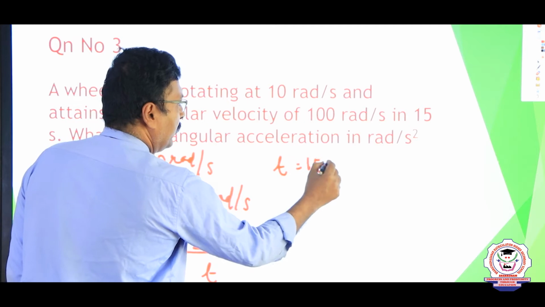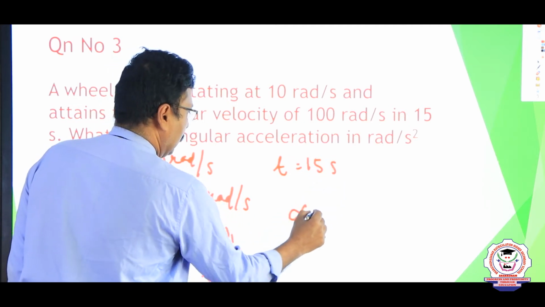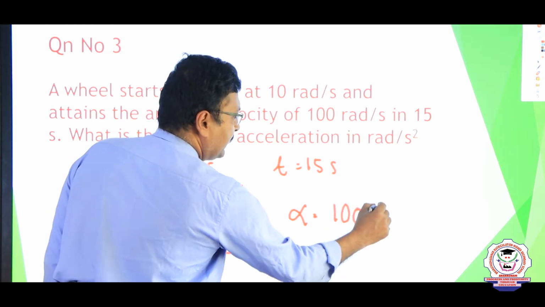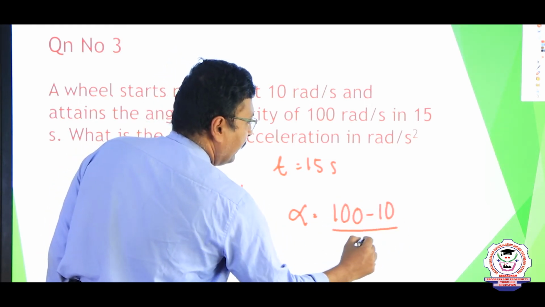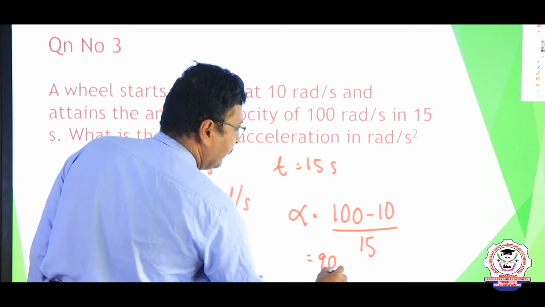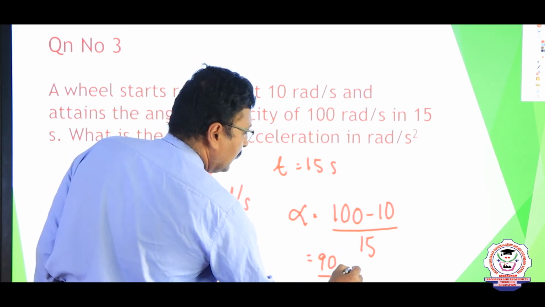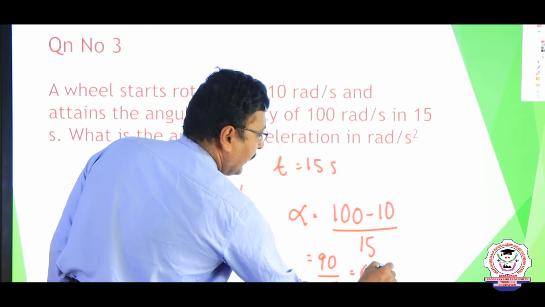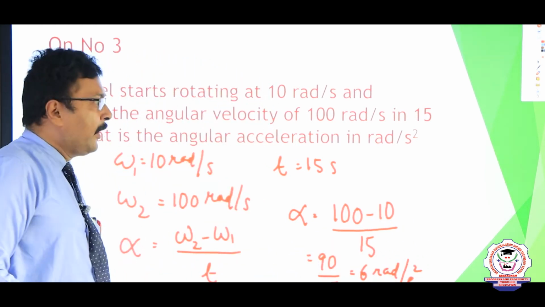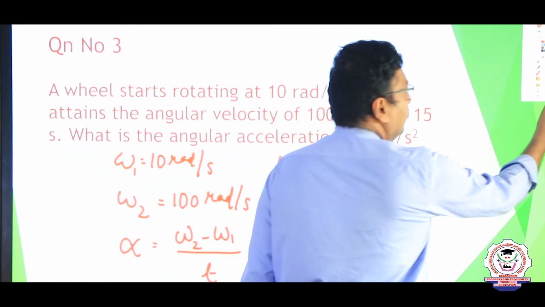So we have to find out alpha is equal to omega 2, which is 100, minus omega 1, which is 10, divided by 15. That is equal to 90 divided by 15, that is equal to 6 radians per second square. So this is the answer. Very simple problem. So we will go to the next problem.